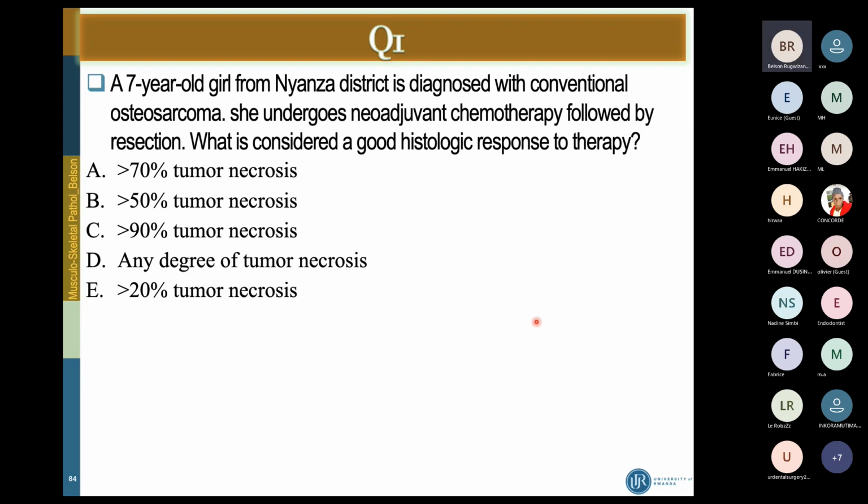So what is considered as a good histologic response to therapy? So kuri histology cyane cyane pathologist niwe azavuga ngo imiti yagize akamaro, no muri breast niko tubigenza. So muratekereza ko muri izi factors ziri aha ngaha ni iyihe izerekana ko uyu mwana afite good response to the therapy? If 70% of the tumor is necrotized, if 50%, if 90%, any degree of tumor necrosis or only 20% is necrotized. What is the answer?